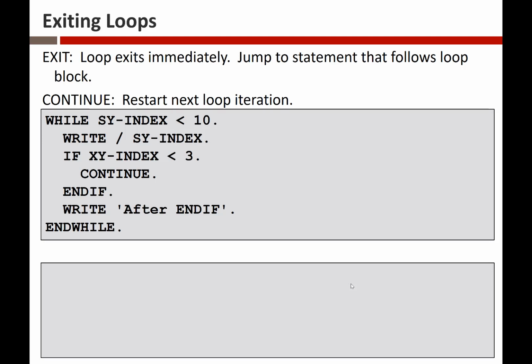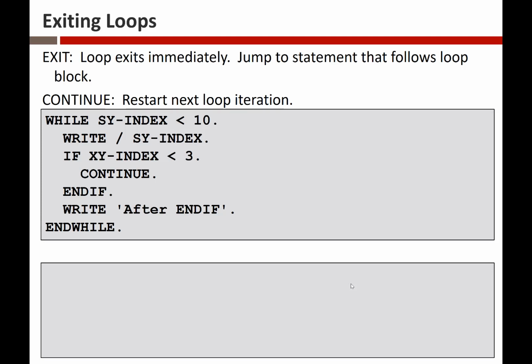So we've already seen exit in play. Here's an example of continue, and admittedly this is some pretty arbitrary syntax here. This doesn't really do anything terribly useful. While SY-index is less than 10, so the first time through that's going to be set to 1, so 1 is less than 10, so I'm going to write 1 on the screen. If, that's a typo, please fix that in your notes. That should say if SY-index is less than 3. 1 is less than 3. So continue says jump to the end of the while statement and go back up to the top.